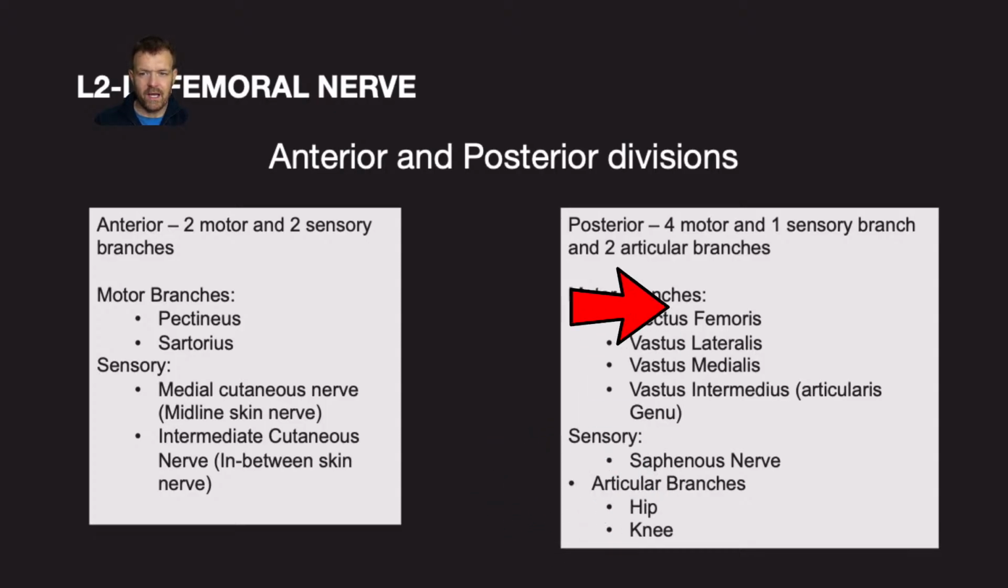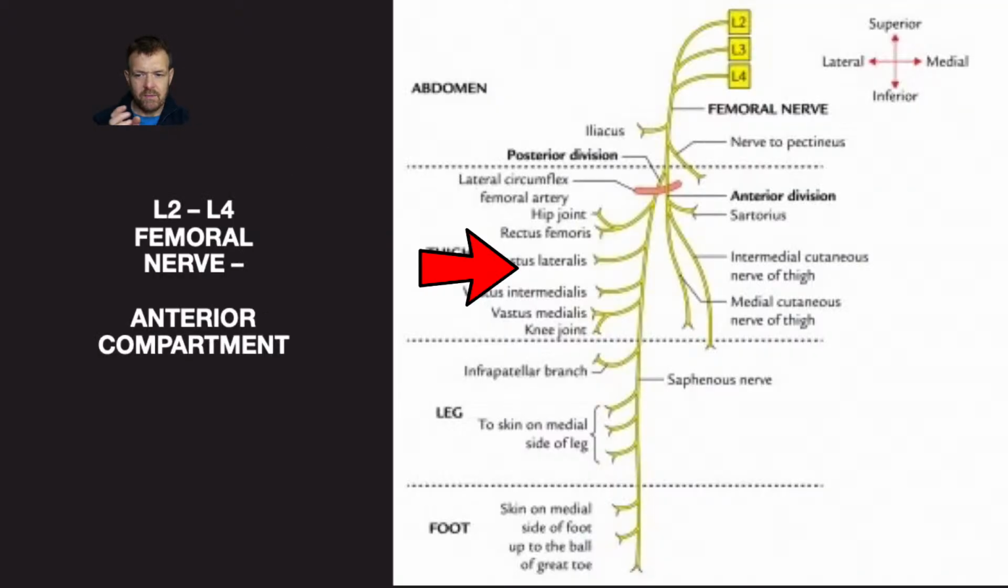Okay, so we had quite a lot going on in that posterior division. So 4 motor innervations, 1 sensory branch, and then 2 go into the 2 joints, the hip and the knee. So you can see where it all splits.